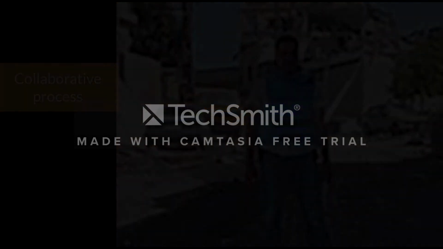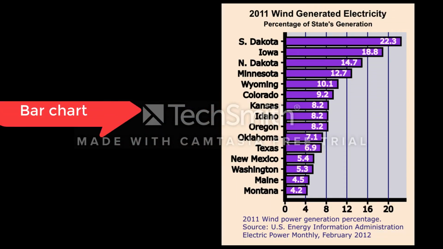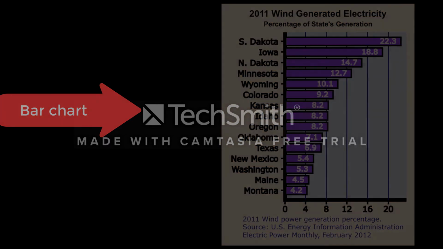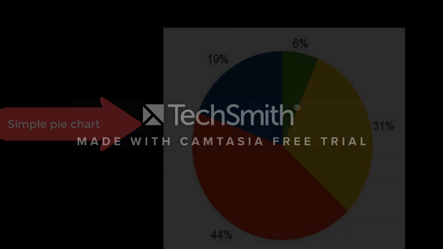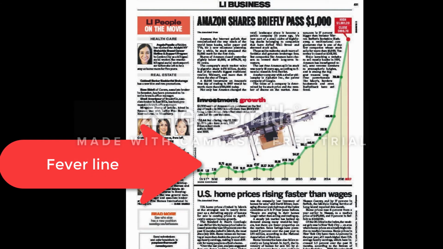Another common graphic device is simply called a chart, but there is more variety than you might imagine in that five-letter word. There are bar charts, pie charts, fever charts, and more, each used by graphics teams to illustrate different relationships. Let's start with a bar chart.